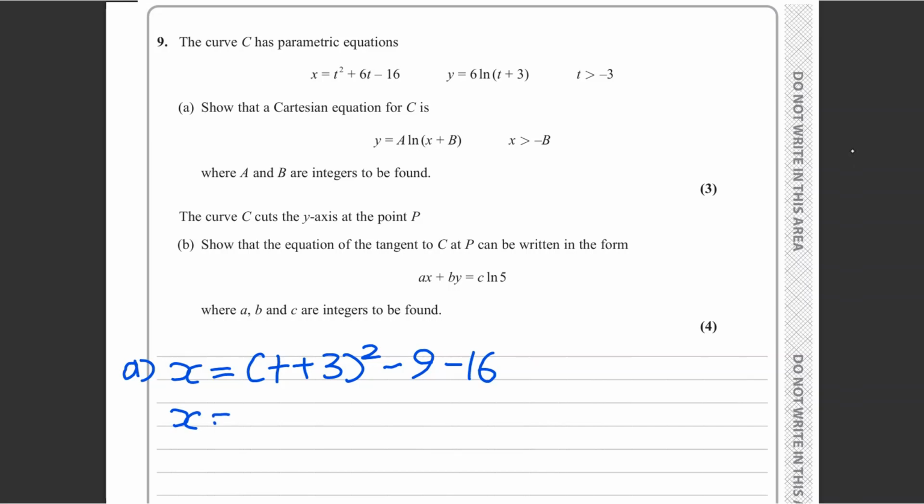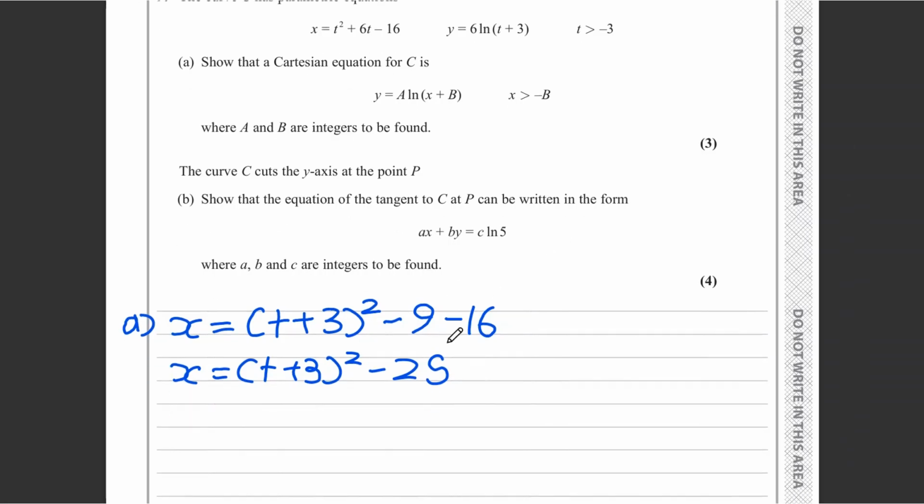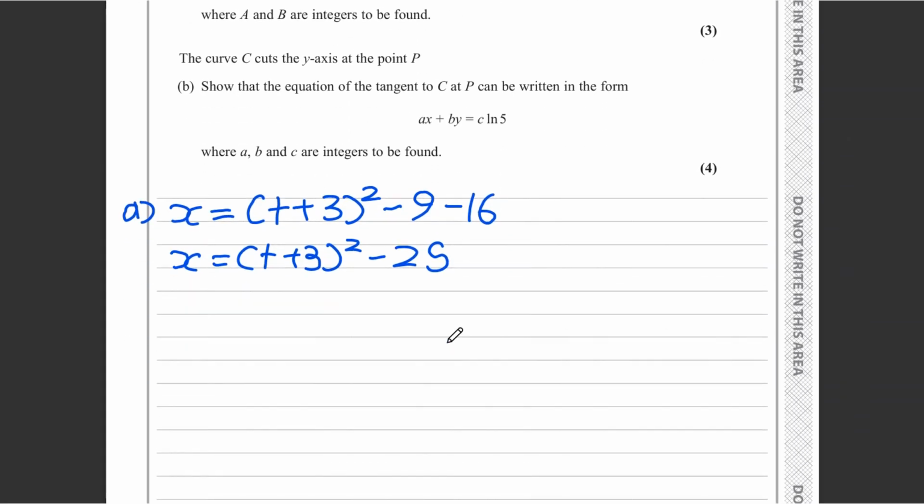So therefore x is equal to (t plus 3) squared, and then minus 9 minus 16 is minus 25. So what we can do is rearrange in order to make t the subject here, so move this minus 25 to the other side, so we get that x plus 25 is equal to (t plus 3) squared, and then square root both sides.